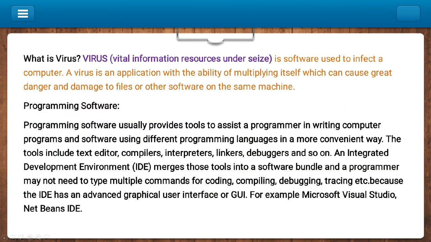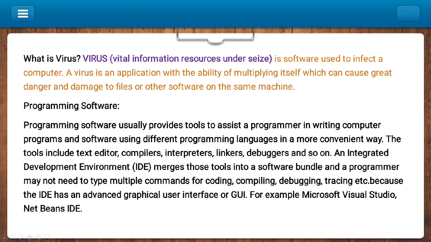So next topic, this is not part of the syllabus, but what is a virus? The full form of virus is Vital Information Resources Under Siege. So it is software used to infect a computer. A virus is an application with the ability of multiplying itself, which can cause great danger and damage to files and other software on the same machine.